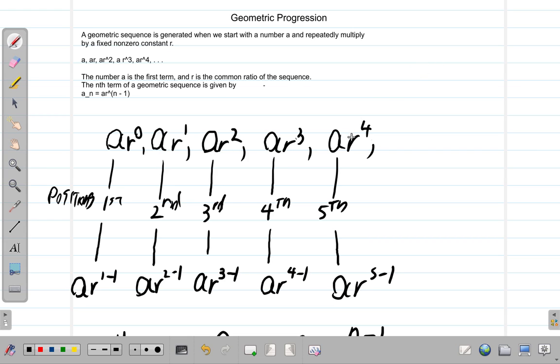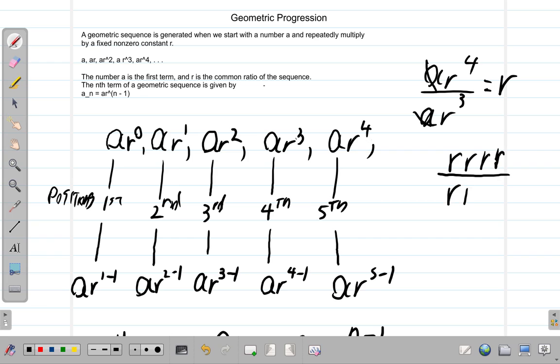So here, you take the fifth term, which is AR to the fourth, divide it by the fourth term, which is AR to the 3. A cancels A. R to the fourth over R to the 3 is what? It's going to be R. Because remember, R to the fourth is R times R times R times R. You have 4 R's multiplied together, divided by R to the 3, which is R times R times R. Now, these R's will cancel each other, and you have 1 R left over.